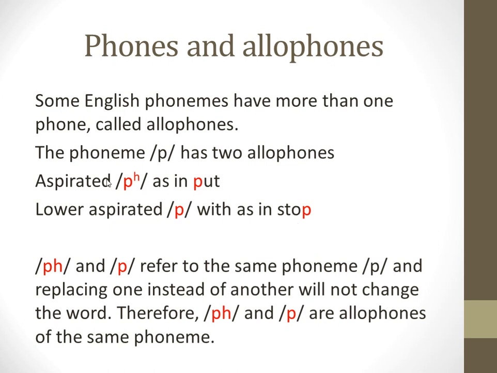So changing one sound instead of another without getting a new word means that these two sounds are allophones of the same phoneme. So the aspirated P and the unaspirated P refer to the same phoneme P, and replacing one instead of another will not change the word, and therefore these two phones are allophones of the same phoneme.